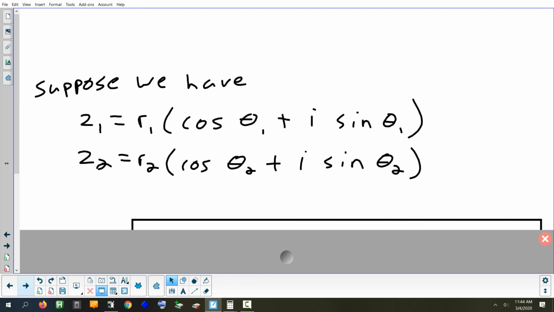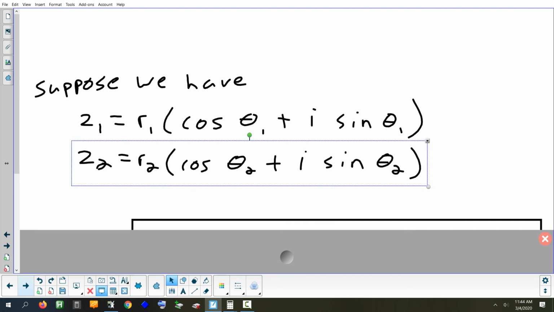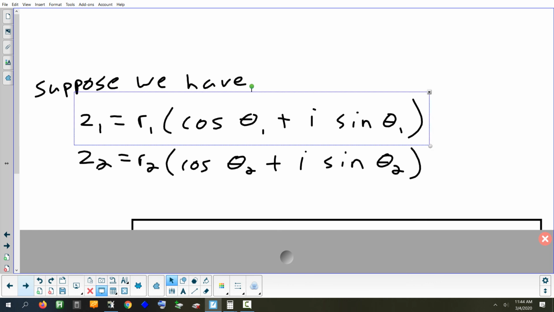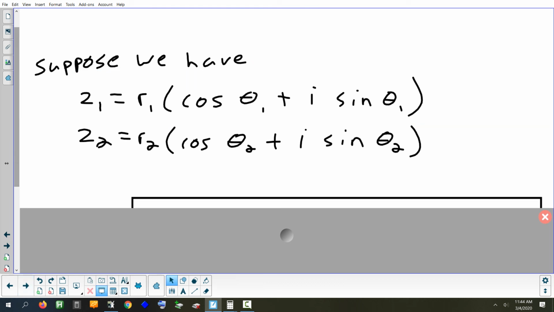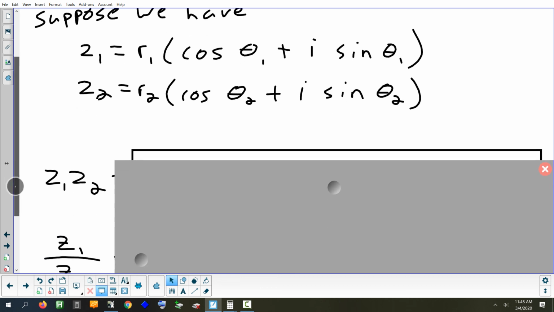Suppose that you had 2 complex numbers. Each complex number has its own radius. Each complex number has its own angle, just like our problem had 2 root 2 as a radius and 135 for the angle. If you want to multiply, we'll do multiply first, and then I'll show you divide.